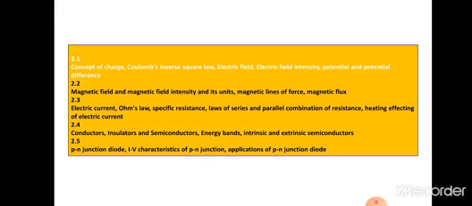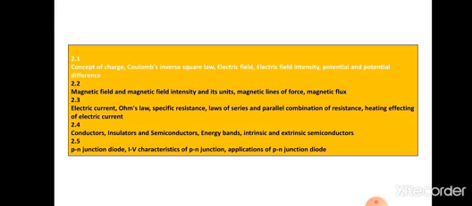Now already in the 9th and 10th standard you have gone through all the basic concepts, like what you mean by a charge, what is an electric field, what is potential energy, what is potential difference. So you all have learned that. Next is magnetic field and magnetic field intensity and its unit, magnetic lines of force and magnetic flux.